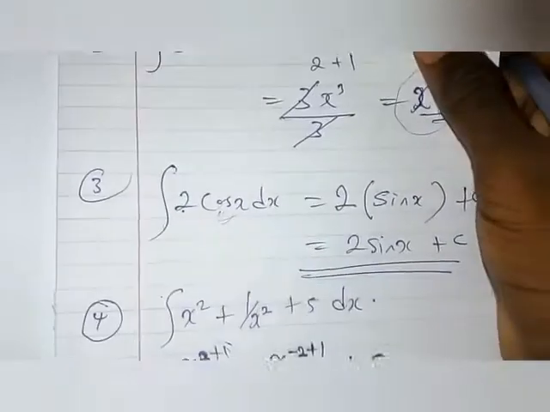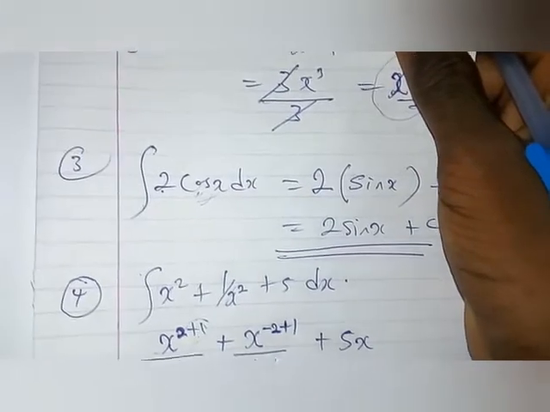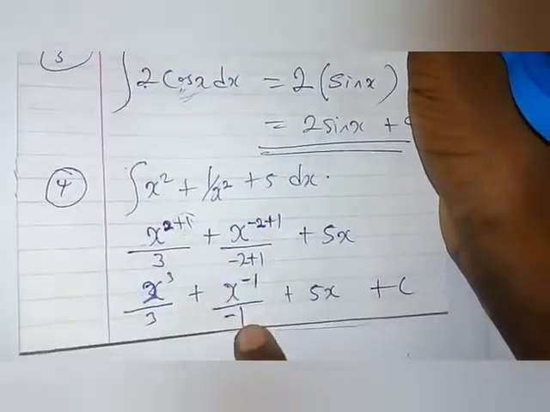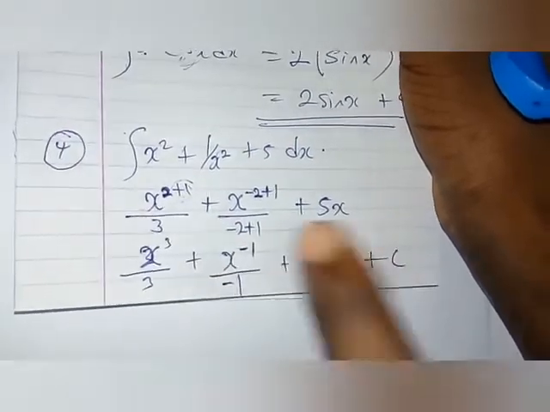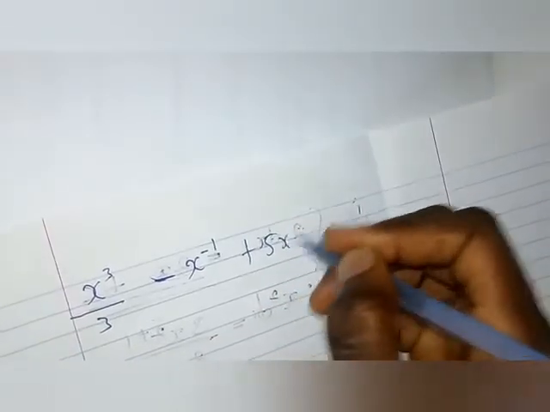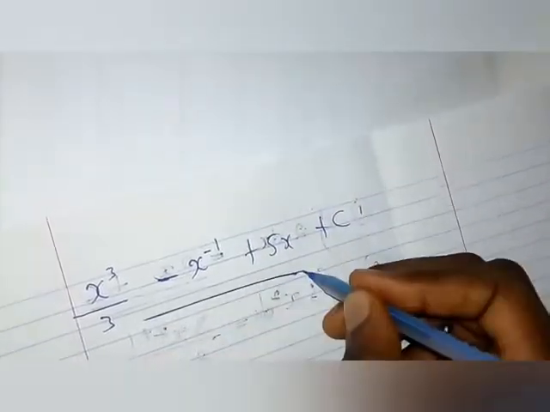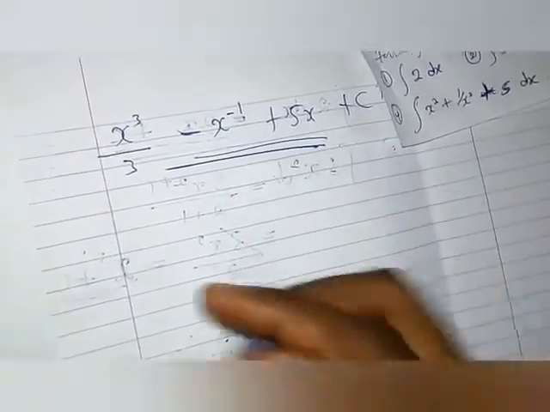Since this is over 1, that is x raised to the power of 1 over 1. You just write this one, anything over 1 is that number. So now I have minus x raised to the power of minus 1, plus your 5x plus c. So that is the answer for this. So I think there's one question which is the last question.